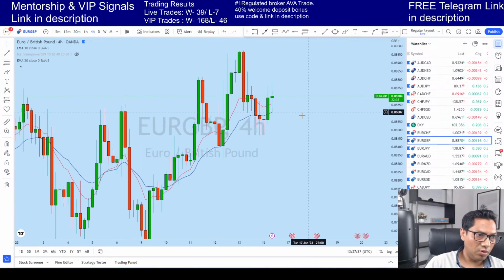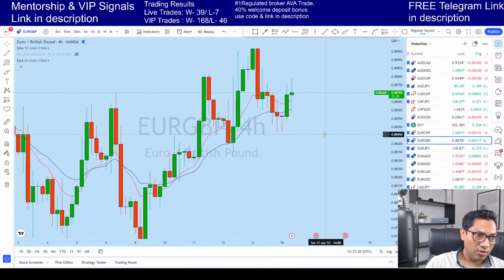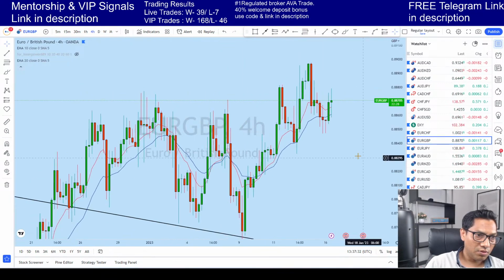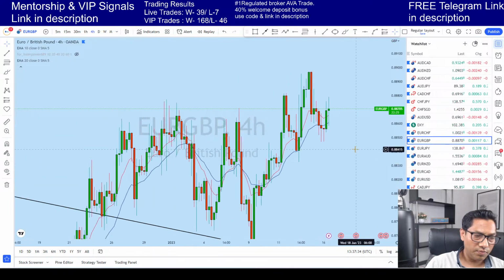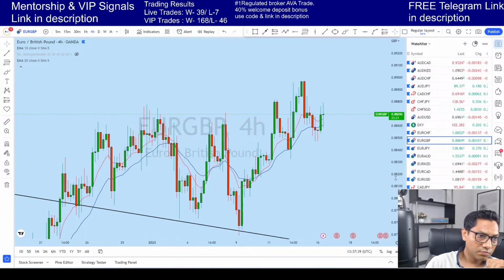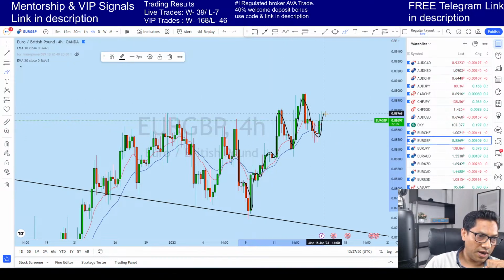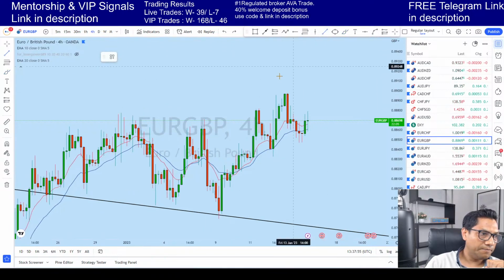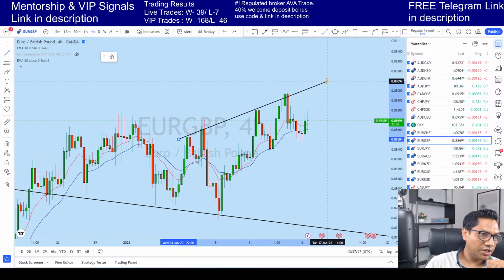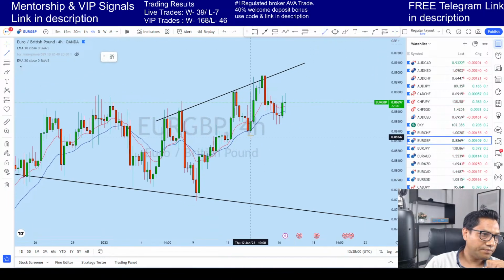Now this lower time frame is the intraday time frame, the 4 hour. We see that the price locally is also bullish, starting from here we have seen this impulse, and the price is creating a series of higher highs and higher lows, right? So we see basically channel creation here on Euro GBP.